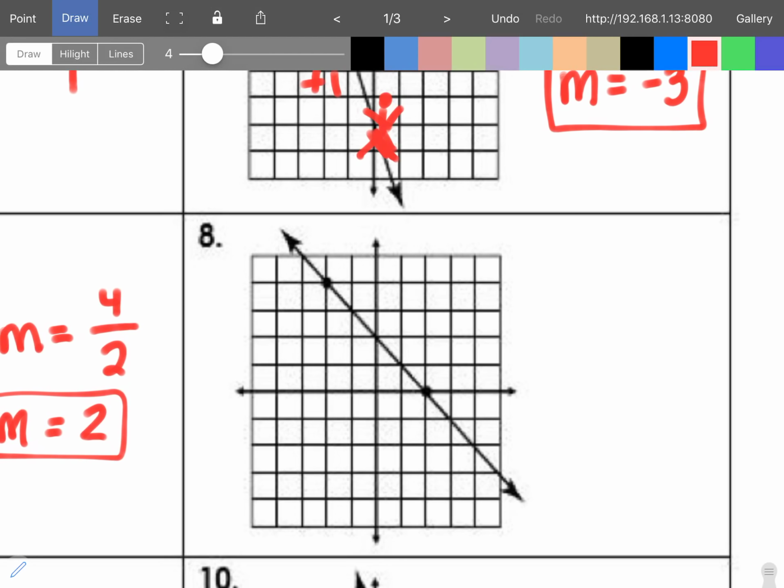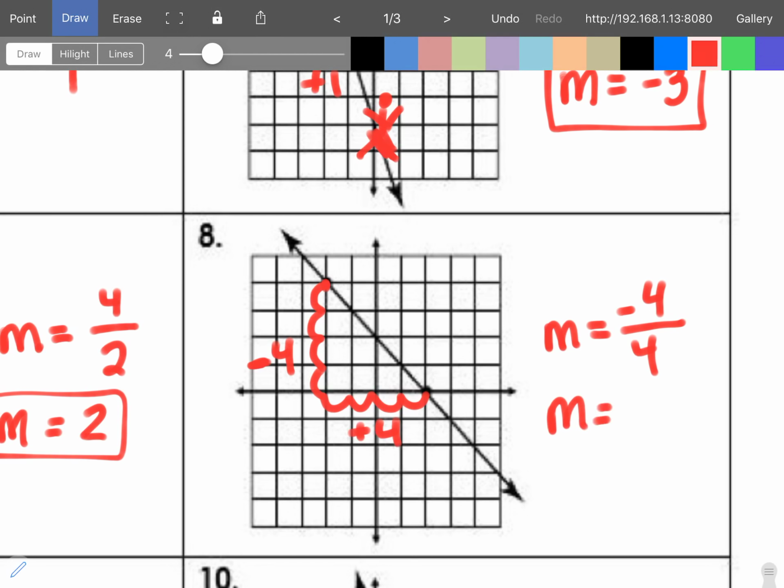Okay, should this one be positive or a negative? Let's remember that this one should be a negative. It's a negative slope. So let's start here. We're going to go down to our next point. 1, 2, 3, 4. We're going down, so negative, down 4. How many were we going over? 1, 2, 3, 4. We're going over a positive 4. So our slope is negative 4 over positive 4.